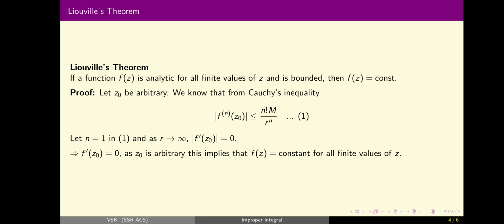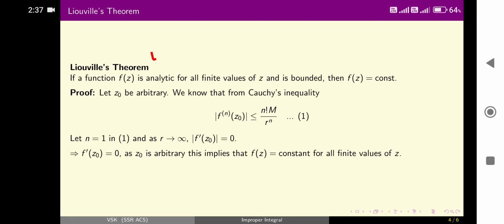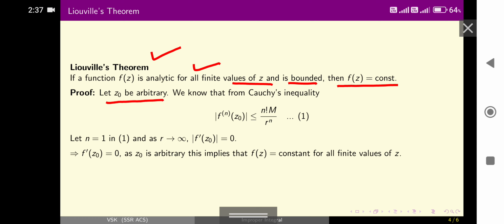Now let us see the next theorem, that is the Liouville theorem. It says that if a function f(z) is analytic for all finite values of z and is bounded, then f(z) is constant. So let us see the proof. Let z0 be any arbitrary point. Then we know from the Cauchy inequality, which we saw in the last slide, that the modulus of the nth derivative of f at z0 is less than or equal to n factorial times M divided by r to the power n.